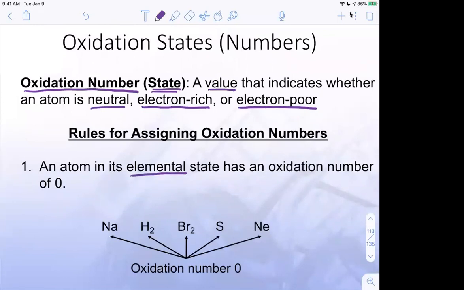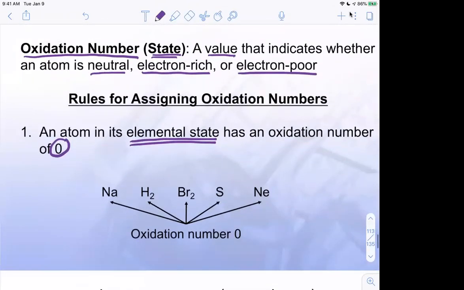An atom in its elemental state has an oxidation number of 0. I've referred to this several times in the slides leading up to this one. Any metal in its pure metallic form is in the 0 state. Any element that is found as a diatomic molecular element is going to be in its 0 state. Any other element that I see on the periodic table that is by itself in its elemental form, the oxidation number is always going to be 0.